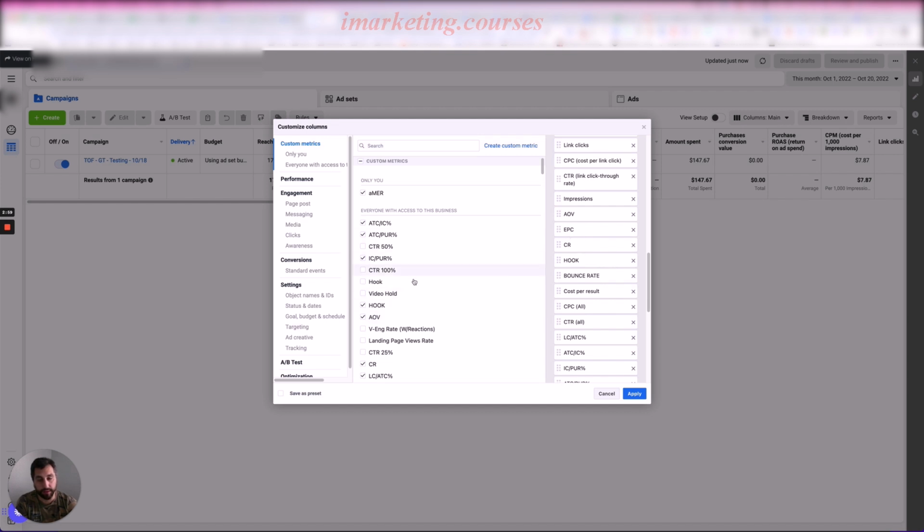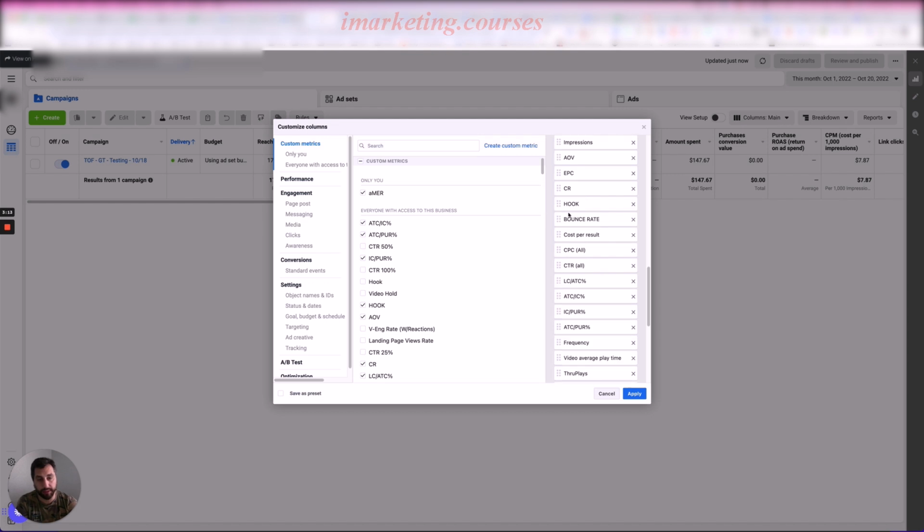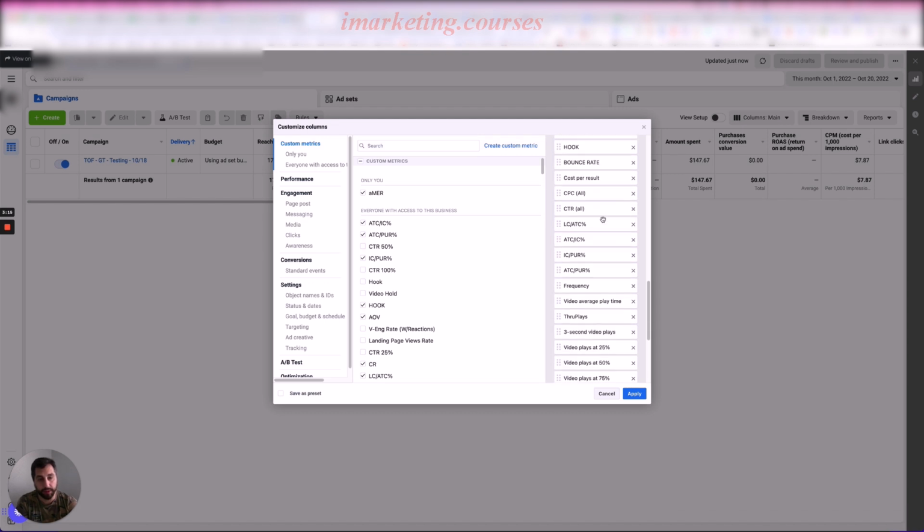Then I have, and I'll show you what those are, earnings per click, custom metric, conversion rate, custom metric. AOV is one of the most important. Hook is another huge one, right? Hook is based on our videos. And then bounce rate, and I'll explain how these work. Then we have cost per result, and we have our CPC all, CTR all.